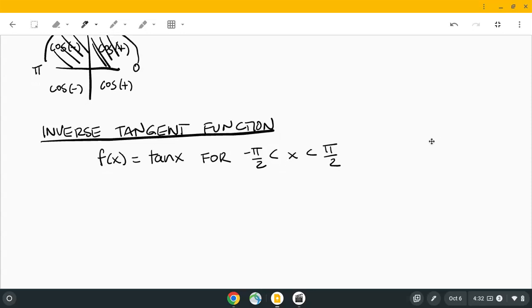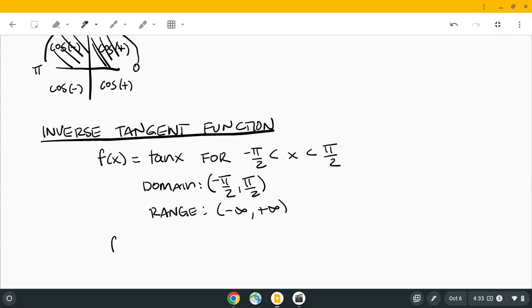All right. So our domain here will be, we're not going to include them. So we're not going to use brackets. We'll use parentheses. Negative pi over 2 to pi over 2. And then the range is actually all real numbers, so from negative infinity to positive infinity.